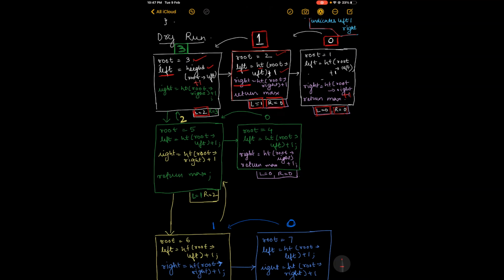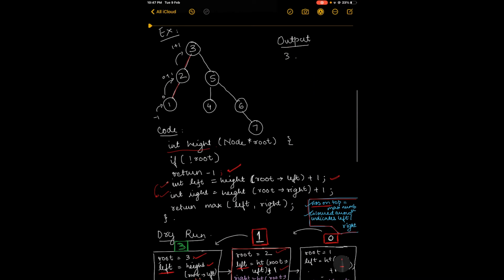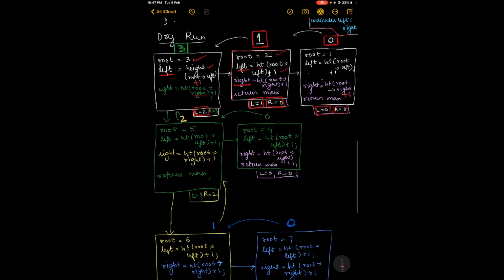Now moving on, we'll resume our code. Right is equal to height root right plus 1. Through this we'll move on to the next block, that is the right child of 3. So the right child of 3 is 5. So root is equal to 5. Left is equal to height root left plus 1. Now again this is our recursive function, and this is where the next block will be originated.